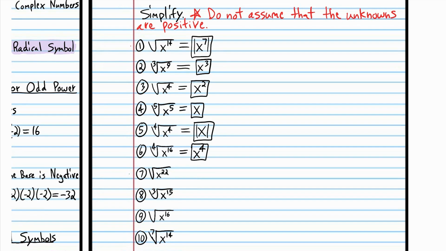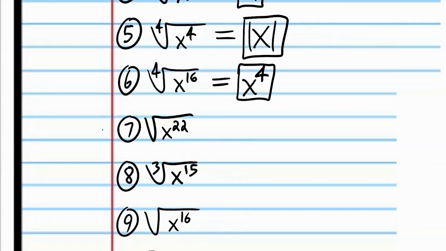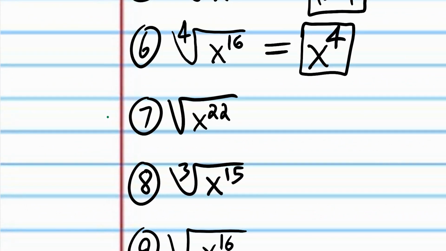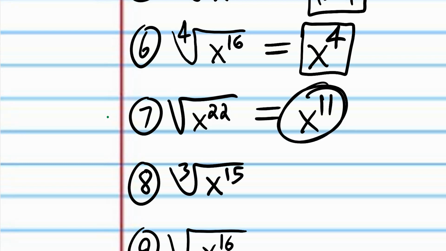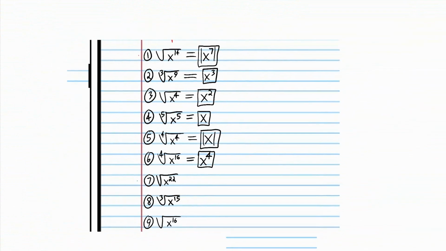All right, so go ahead and try number 7. Remember, the first question you need to ask is, is it an even or odd index? And if it's an even index, that means you have to worry about the absolute value symbols. And it's always going to be this number divided by the index. So we know it's going to be x to the 11th, but you have to figure out, do we put absolute value symbols or no? So do number 7, and when you come back, we'll do it together.